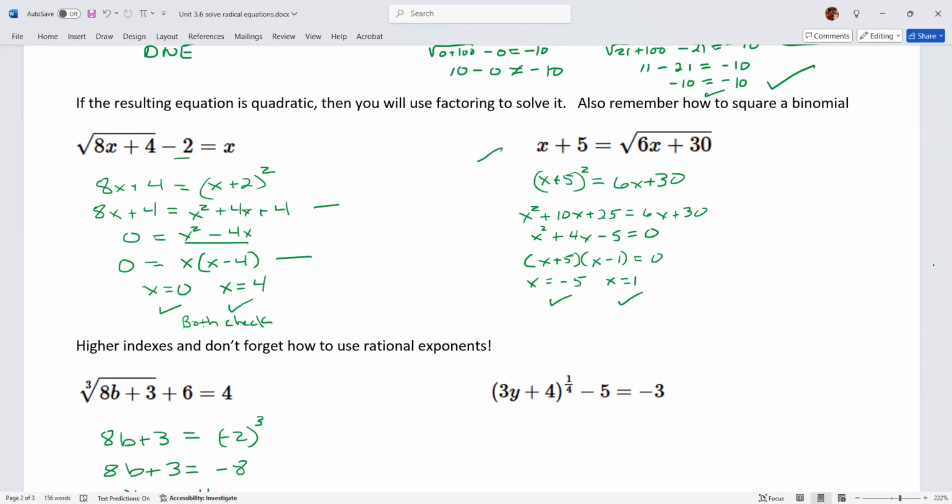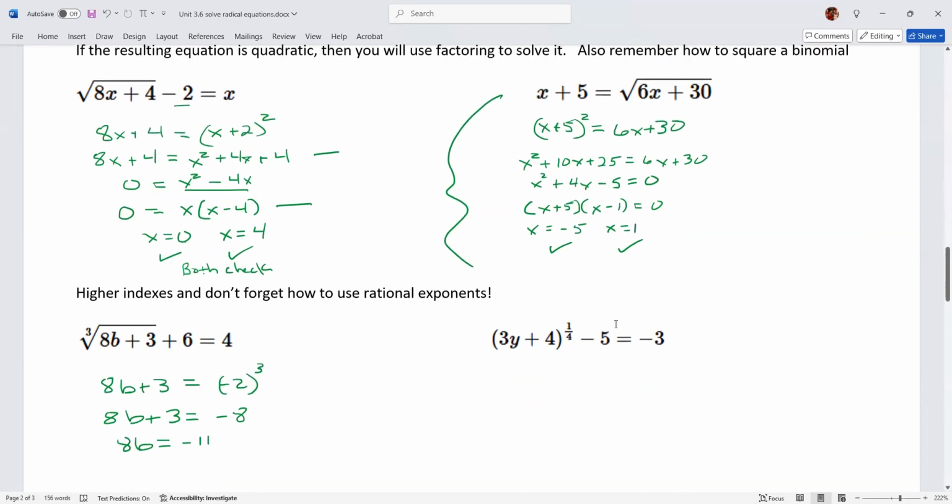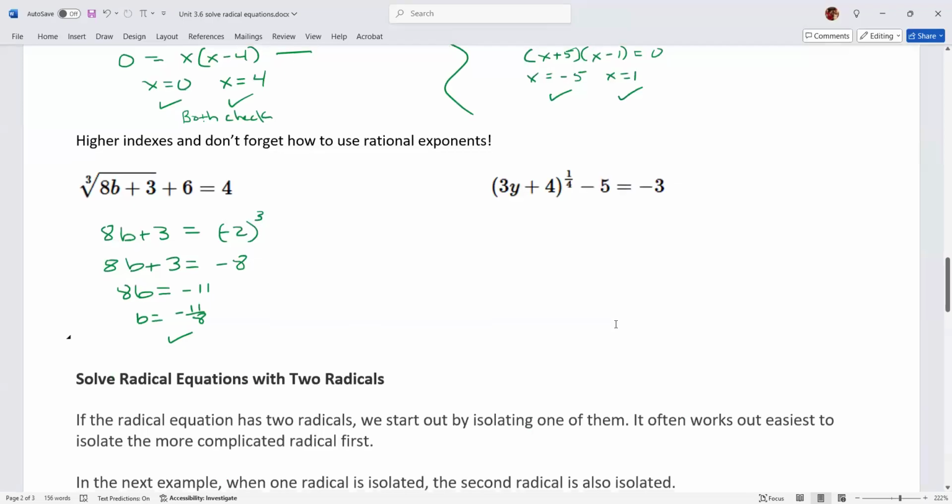Okay. I'm not going to work this problem here. It's basically the same idea. With higher indexes, all you have to do is raise it to a higher power. So if I want to get rid of the cube root on this particular problem, then what do I do? I raise it to the third power after I isolate it. So I'll go ahead and subtract 6. That gave me negative 2.